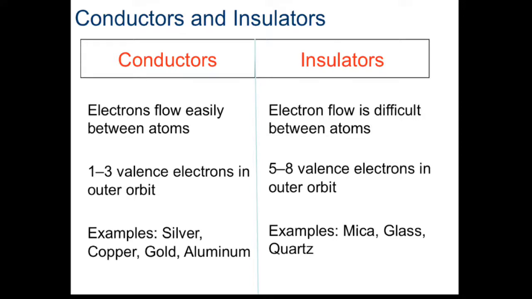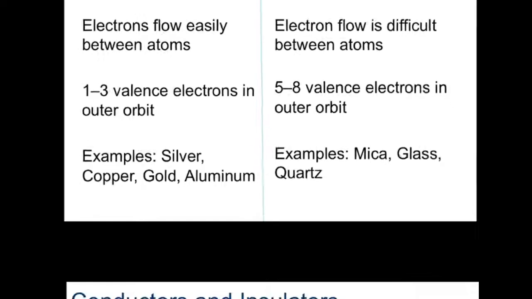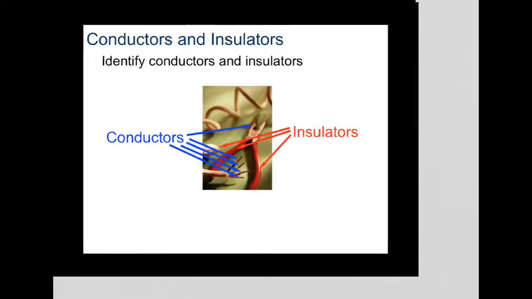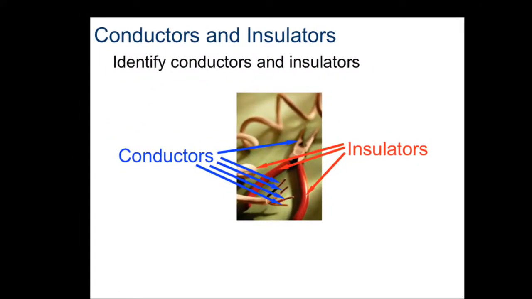That doesn't matter too much, but conductors usually are metals. Most metals are good conductors, but plastics and other things are not good conductors. So that's what we have here. Just picture this metal. This is a conductor. Copper is a good conductor. It has one valence electron, so it can kick around the electrons really easily.